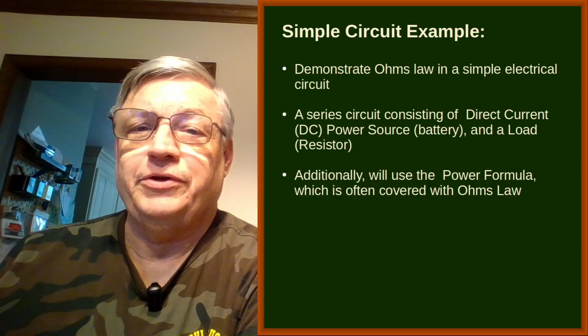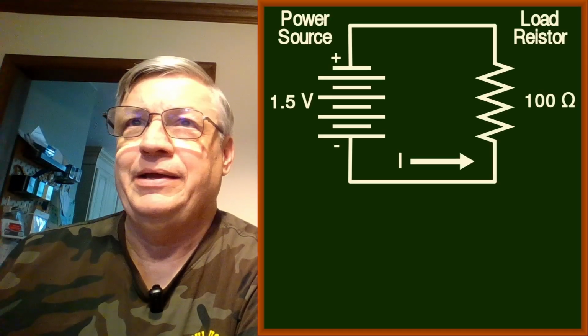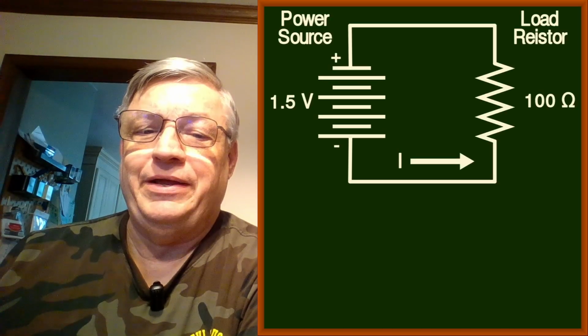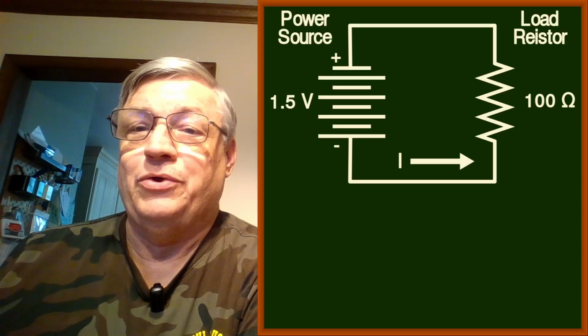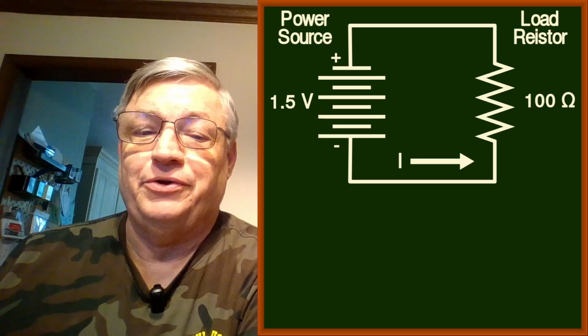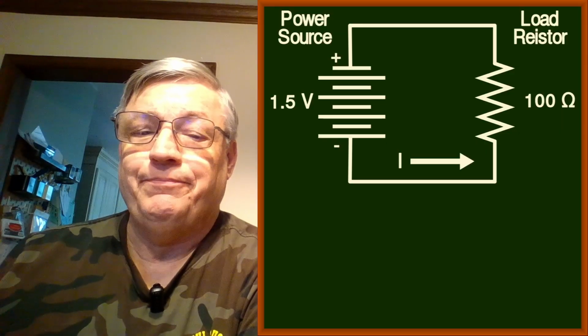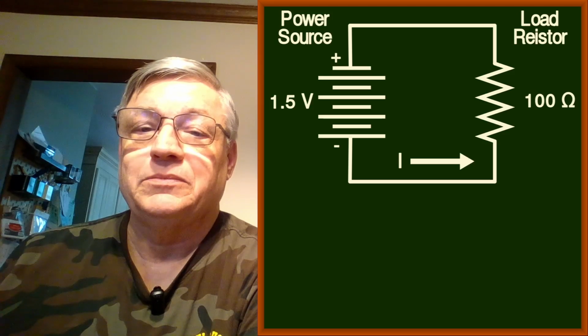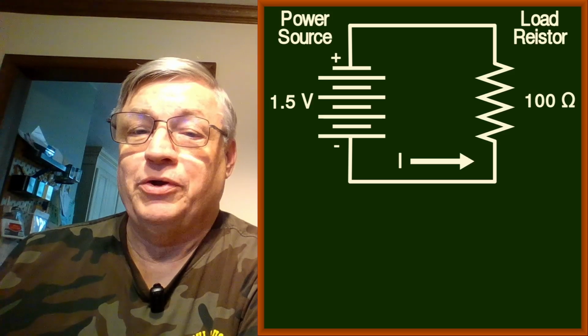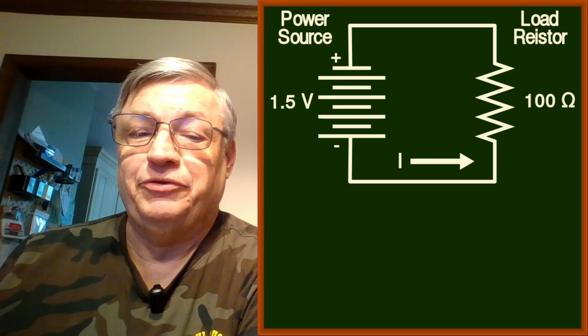So here's our circuit. You can see on the left-hand side, we have our power source, 1.5 volts. This is like, say, a AA battery. On the right side, we have our load indicated by a 100 ohm resistor. That's the symbol for ohm there, the omega. And I, we show our current flow going from negative to positive.